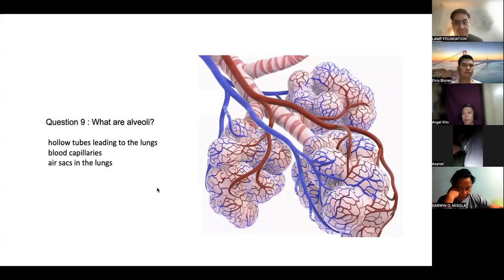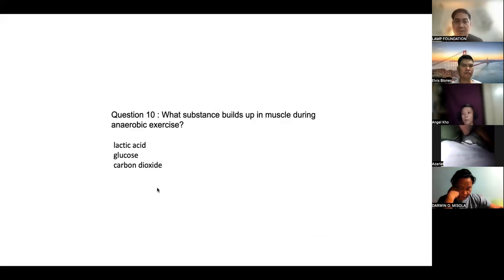Respiration without oxygen. What are alveoli? Air sacs in the lungs. What substance builds up in muscle during anaerobic exercise? Lactic acid. Which of this is a substrate for cellular respiration?